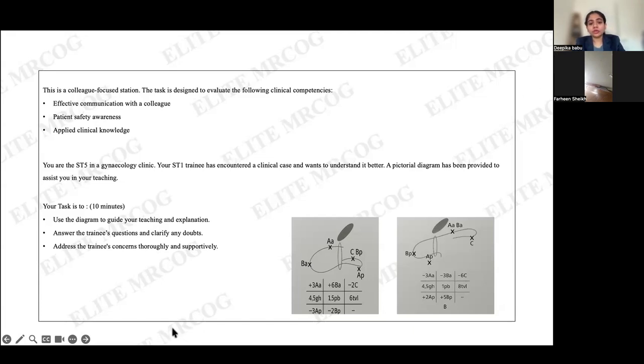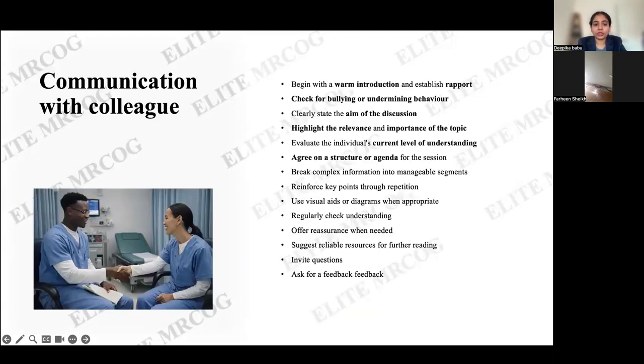Yeah. So first and foremost, you tell them what is PopQ here. This one is already told to you guys, that this is the communication task. So warm introduction is important. Check for bullying and undermining, and highlight the relevance and importance of the topic. Yeah, it feels very complicated, but don't worry. We'll make it easy and discuss some charts with you. Have that rapport with them, okay? And check their current level of understanding, which you did, Fatima.